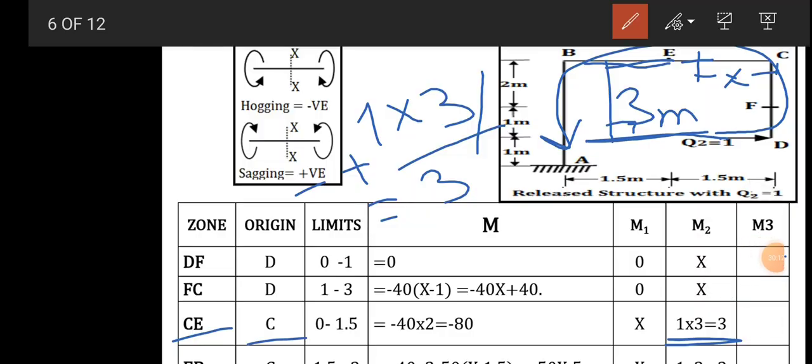Now, if we consider the next zone, which is the EB zone, the EB zone lies on the CE zone, so both are on the same line. If these are on the same line and you draw the axis here, and consider the force having the same line of action, then whatever the value of the moment for CE, the same value holds for EB also.